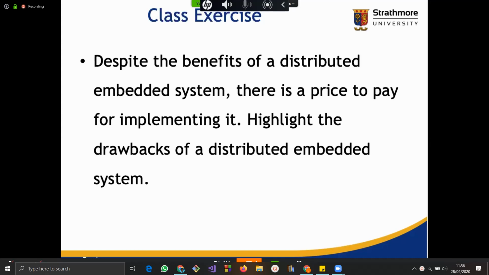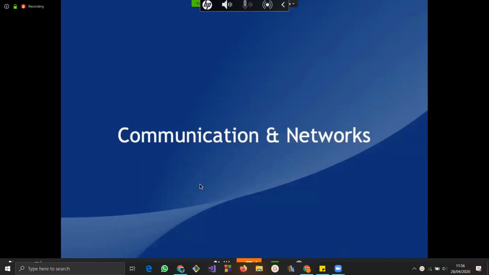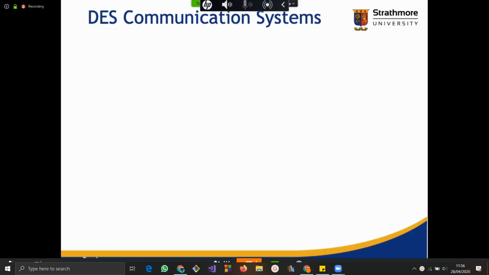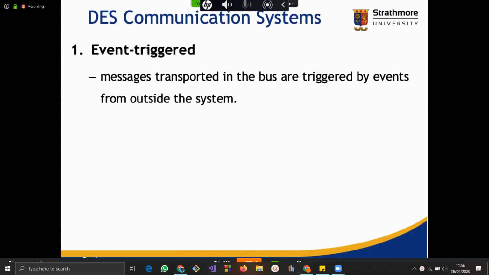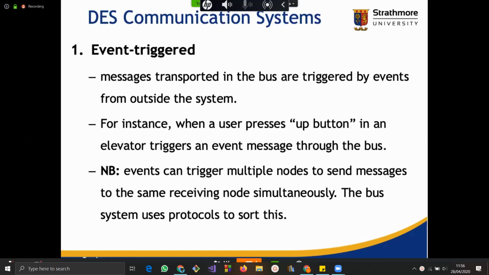Okay. So we are halfway through. Any question? Okay. So now we go to the communication. We'll first of all look at two types of communication, how communication can be handled. So keep in mind, from now on, what we are looking at is in a distributed embedded system. So in a distributed embedded system, how can communication take place? Okay, so there are two ways.